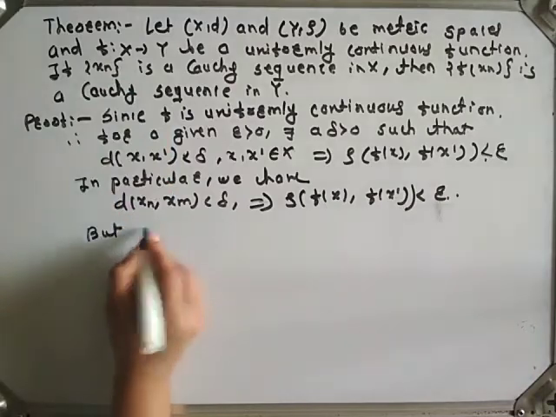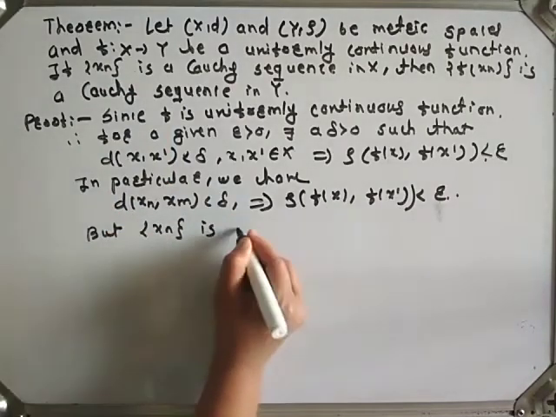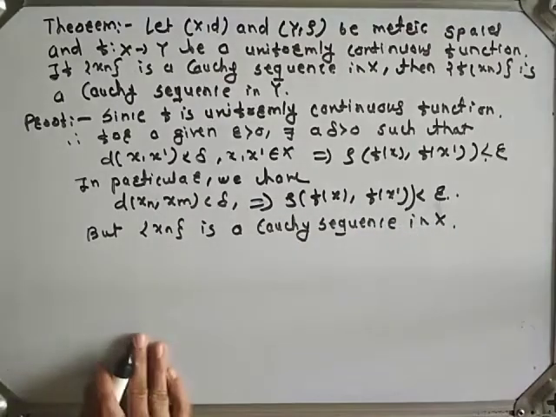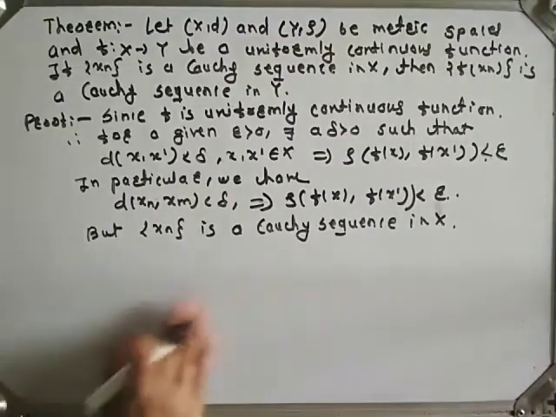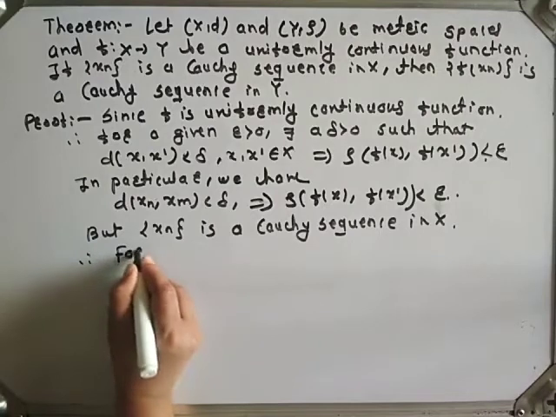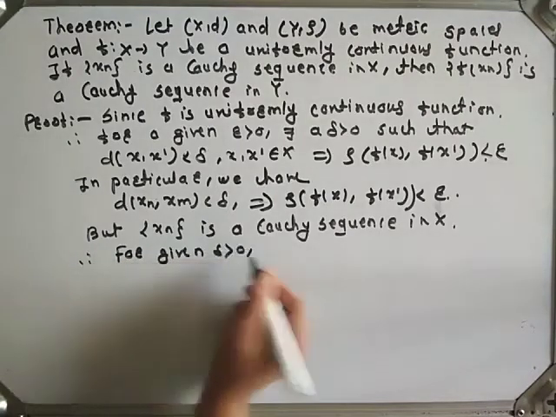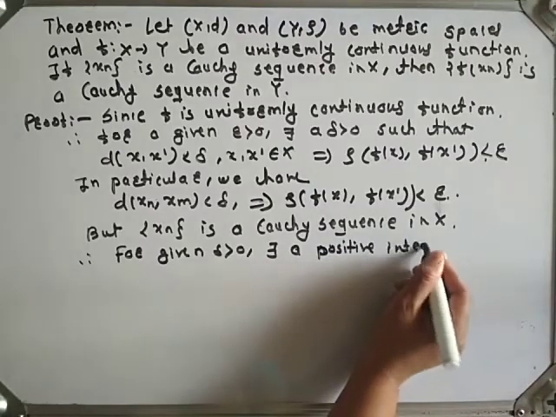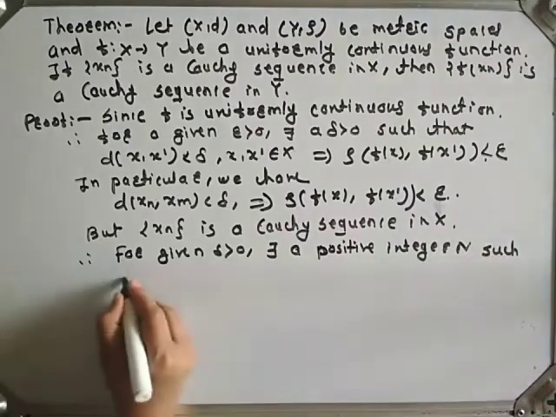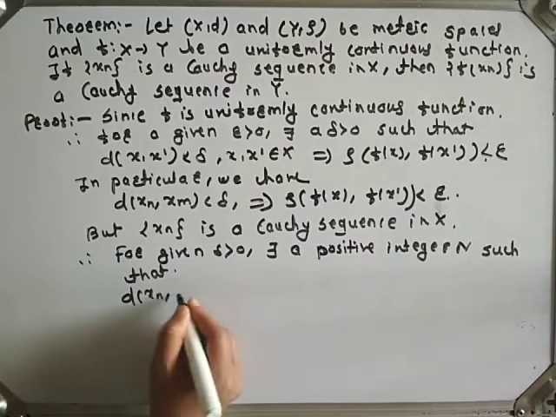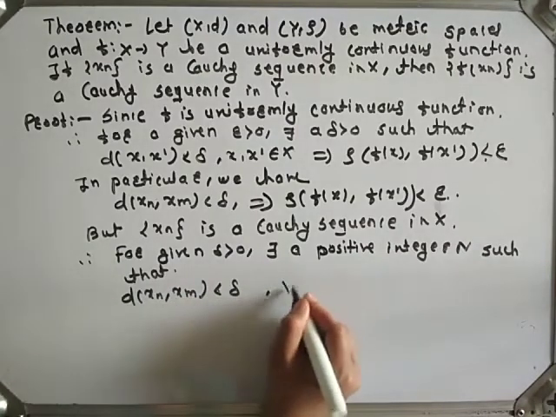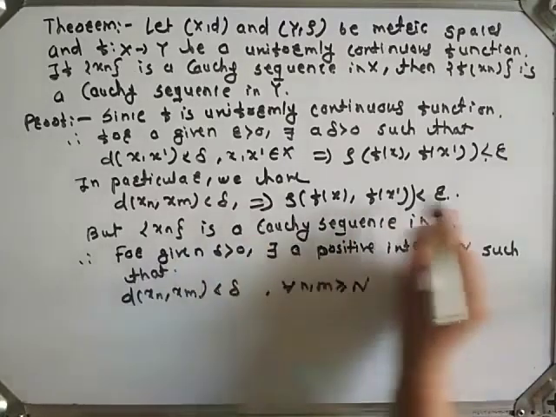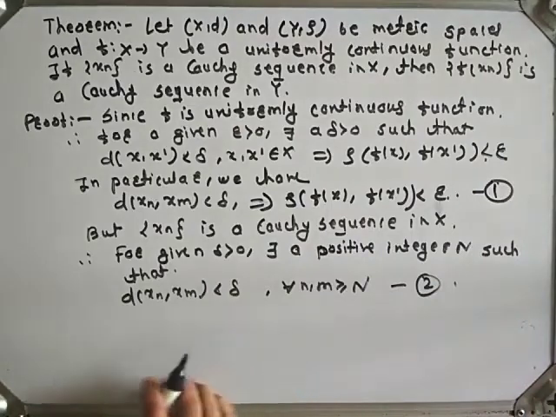Okay, but in the theorem we are given that the sequence xn is a Cauchy sequence in X. By definition of Cauchy sequence, for given delta greater than 0, there exists a positive integer N such that d of xn comma xm is strictly less than delta for all n comma m greater than or equal to capital N. Suppose we call this equation number 1 and this is equation number 2.